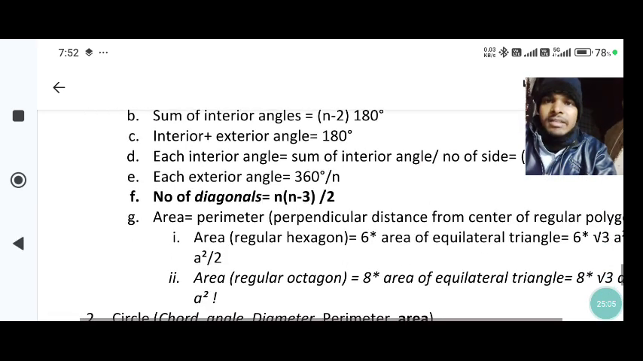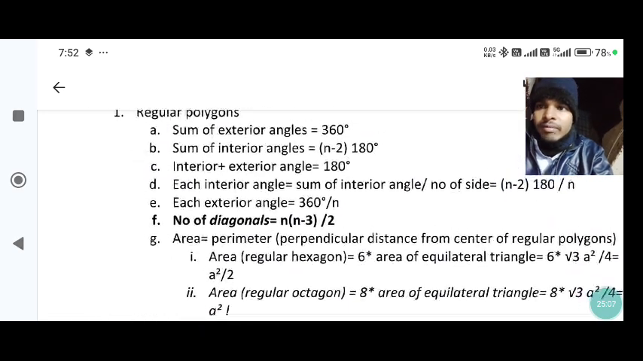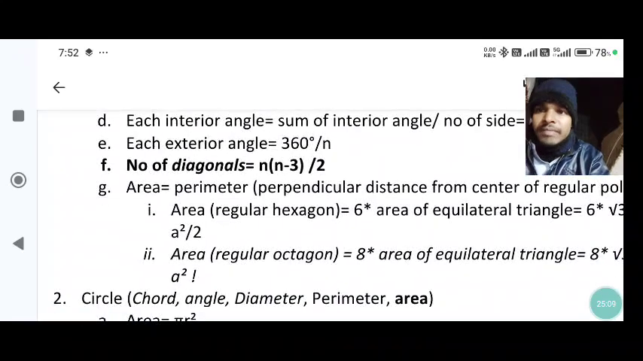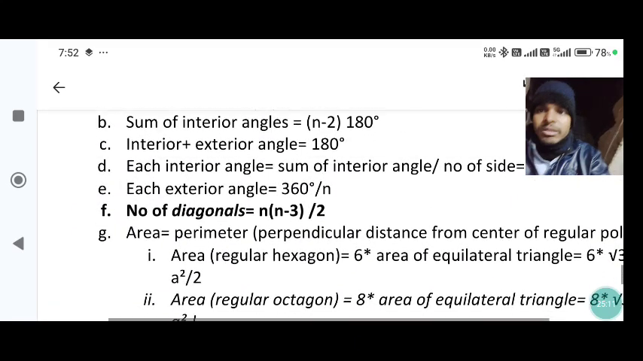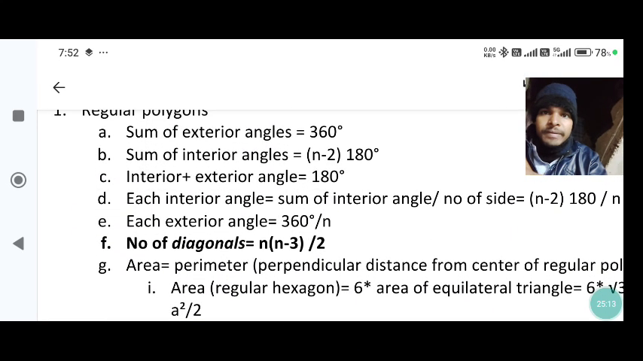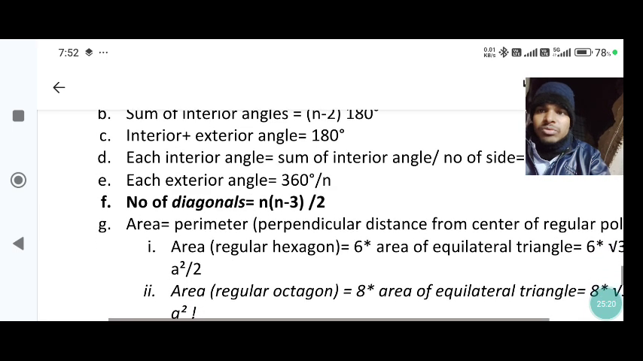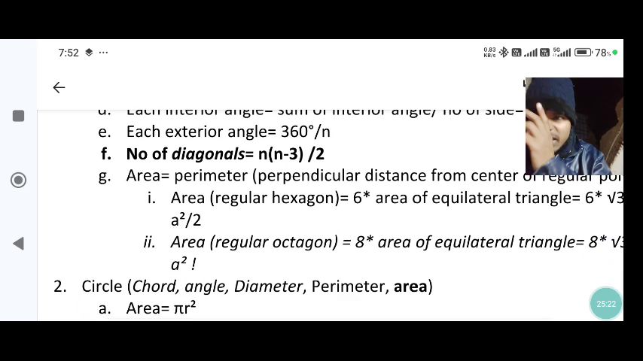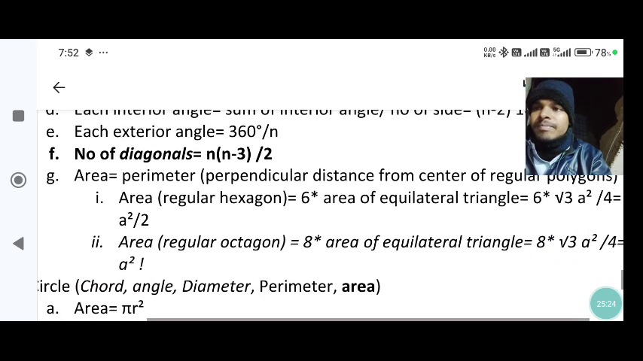And the number of diagonals a regular polygon has is n into n minus 3 by 2. If n is added, here 1 is increased, n into n minus 3 by 2. So n into n minus 3 by 2. This is complicated, no mnemonics present.